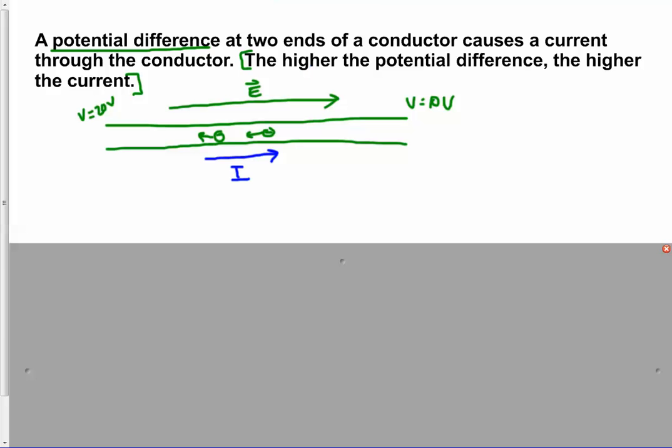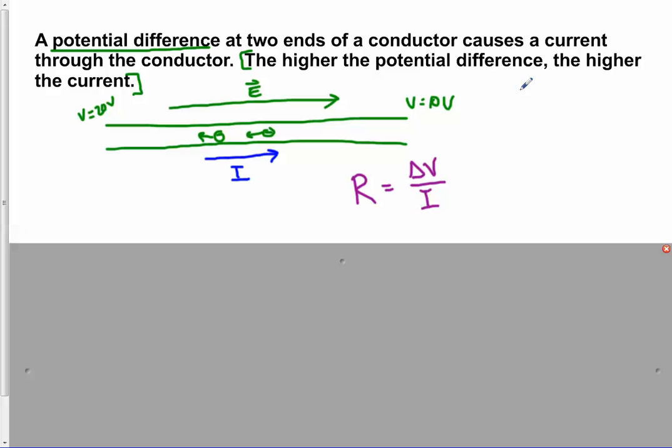And in fact, here's the definition of resistance. The resistance is the ratio of the potential difference to the current. And let me just talk about this definition for a second.